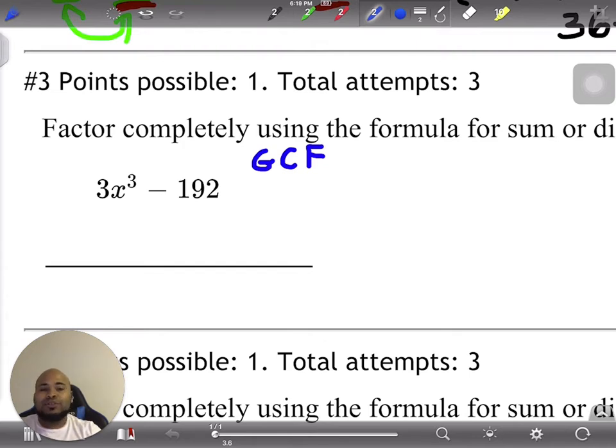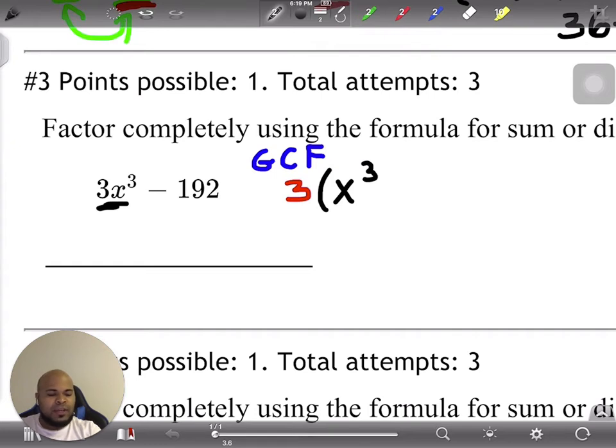Well, it looks like it's 3, right? 3 is the biggest number that will divide everything here. So I'm going to factor out a 3, and then I'm going to open a parentheses. When I factor out the 3 and open a parentheses, I'm going to get x cubed inside. There's a minus sign, so minus. And then I'm going to divide the 192 by 3, and that should give me 64. Okay, so when I do factor the 3, I get 64.